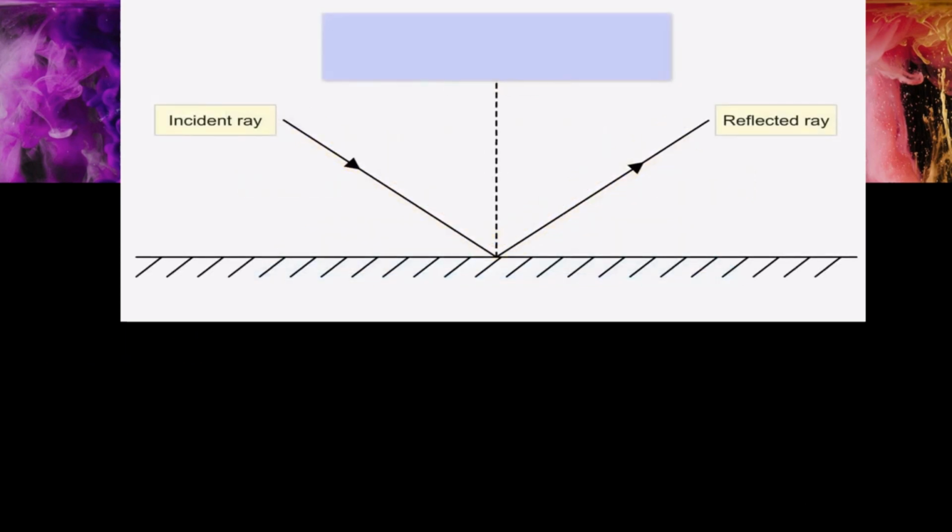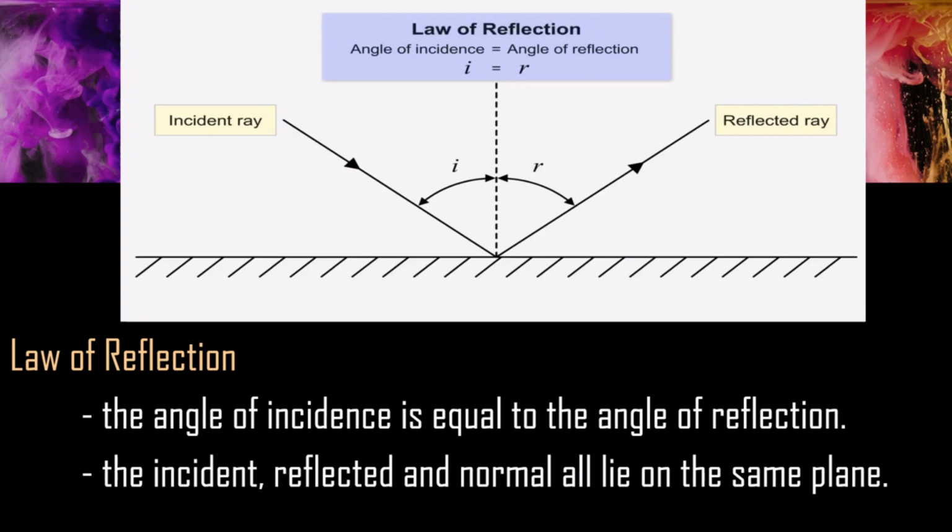When a light ray is reflected, the angle of incidence is equal to the angle of reflection. This relationship is called the law of reflection.